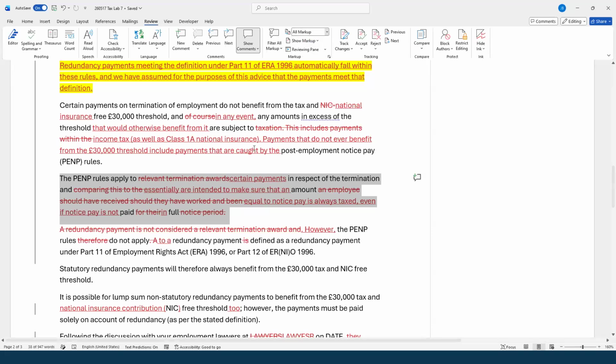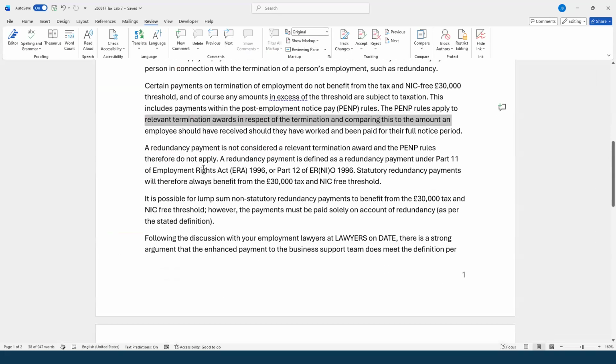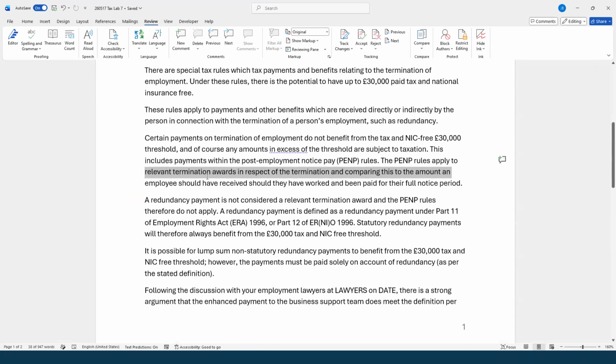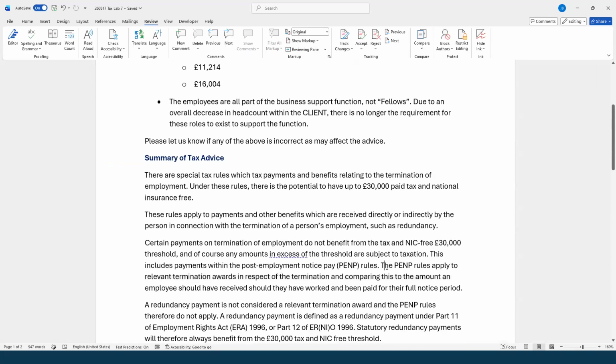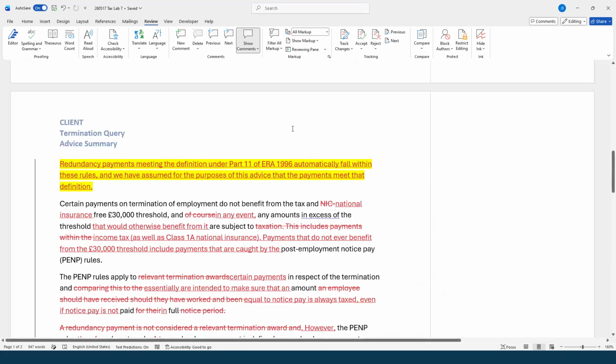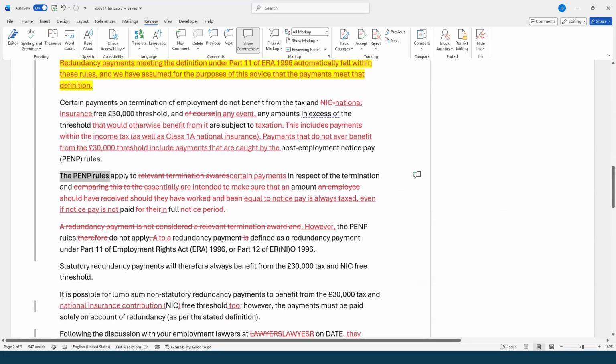Let's go back to so it's from this bit. The PMP rules apply to relevant termination awards in respect of termination and comparing this to the amount an employee should have received should they have worked and been paid for their full notice period. So that has been changed a bit as well. Let's see what changes have been made there at review stage then. So the PMP rules apply to certain payments. So I think that's probably just something that's simpler. Like a client's probably not going to know what is meant by relevant termination awards, and it's jargon really.